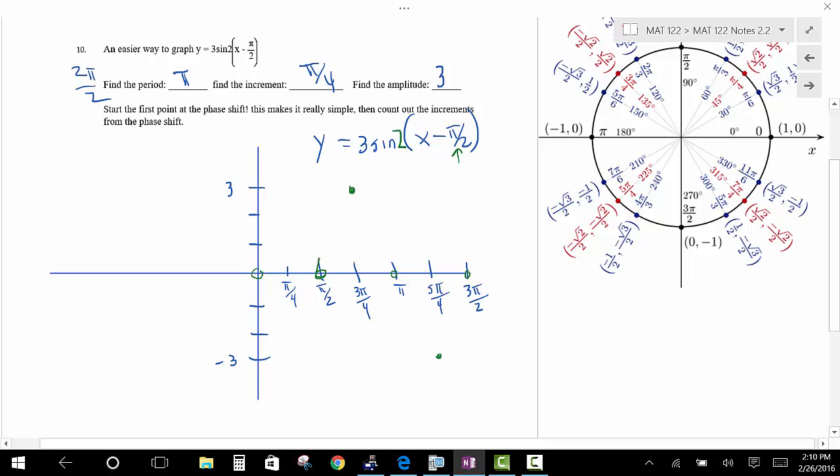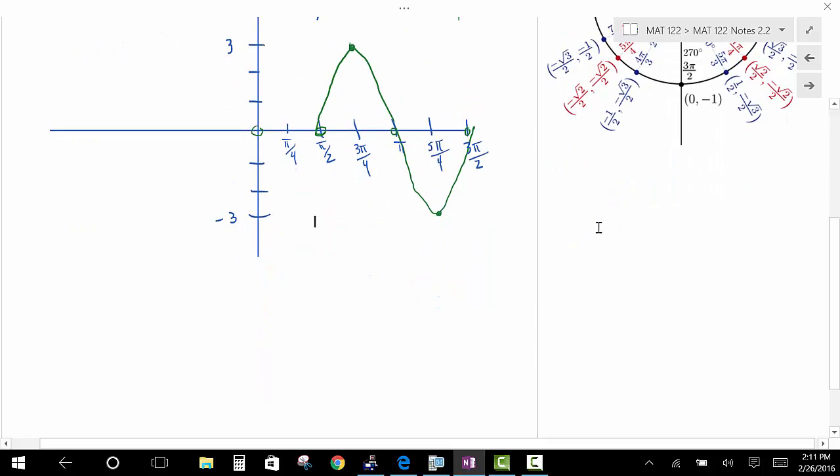So you can really do these problems in one step. If you start at the phase shift and then reason out how the amplitude changes, then with practice you can do these in one step. And that's what I'd like to see you guys be able to do.